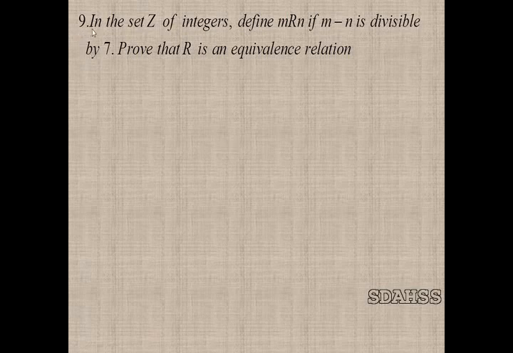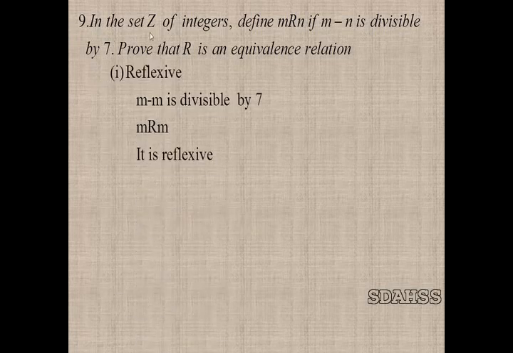Ninth sum. In the set Z of integers, define m is related to n if m minus n is divisible by 7. Prove that R is an equivalence relation. Here Z is the set of integers, and the definition is m is related to n if m minus n is divisible by 7. We want to prove R is an equivalence relation. For an equivalence relation, we want to prove it is reflexive, symmetric, and transitive. First, let us take reflexive.